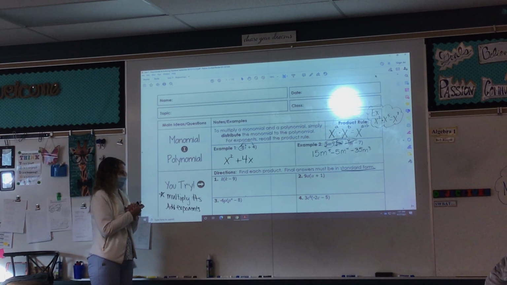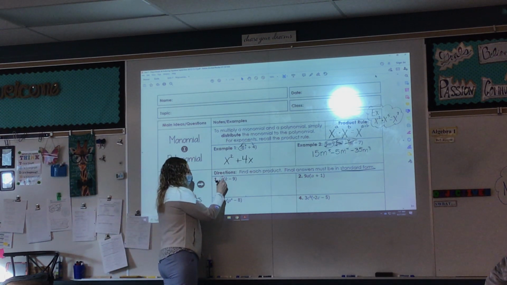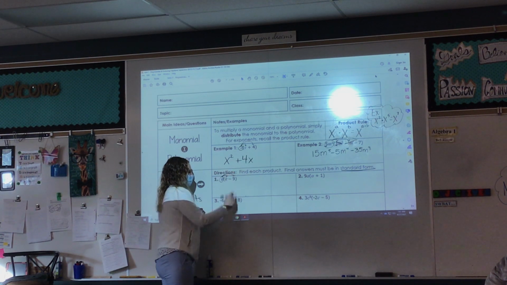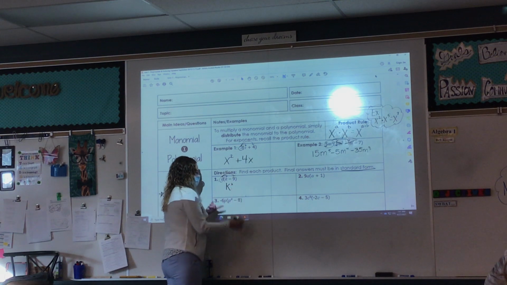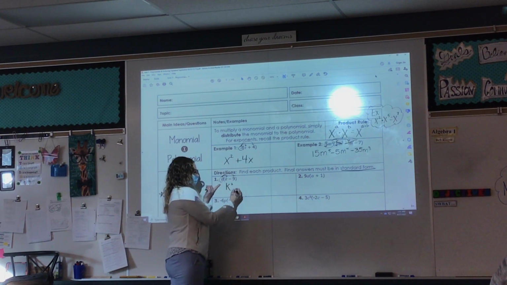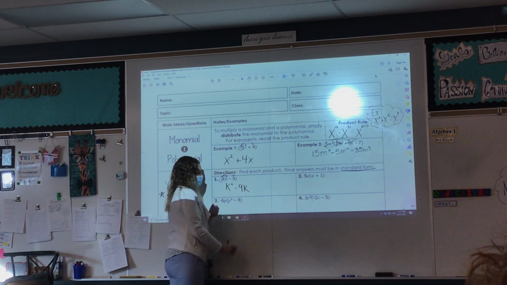So let's try number 1. We have k as our monomial. We're going to multiply it by both things inside of the parentheses. K times k would give me k squared. K times negative 9 would give me negative 9k.